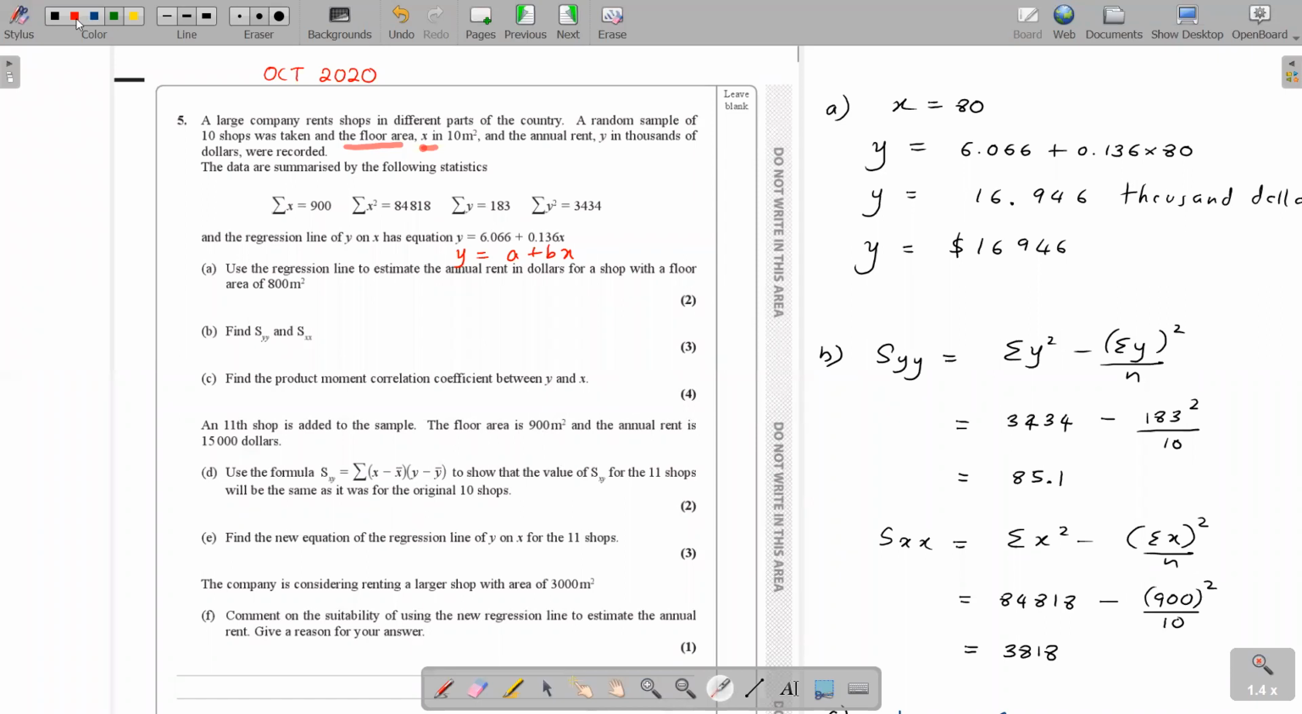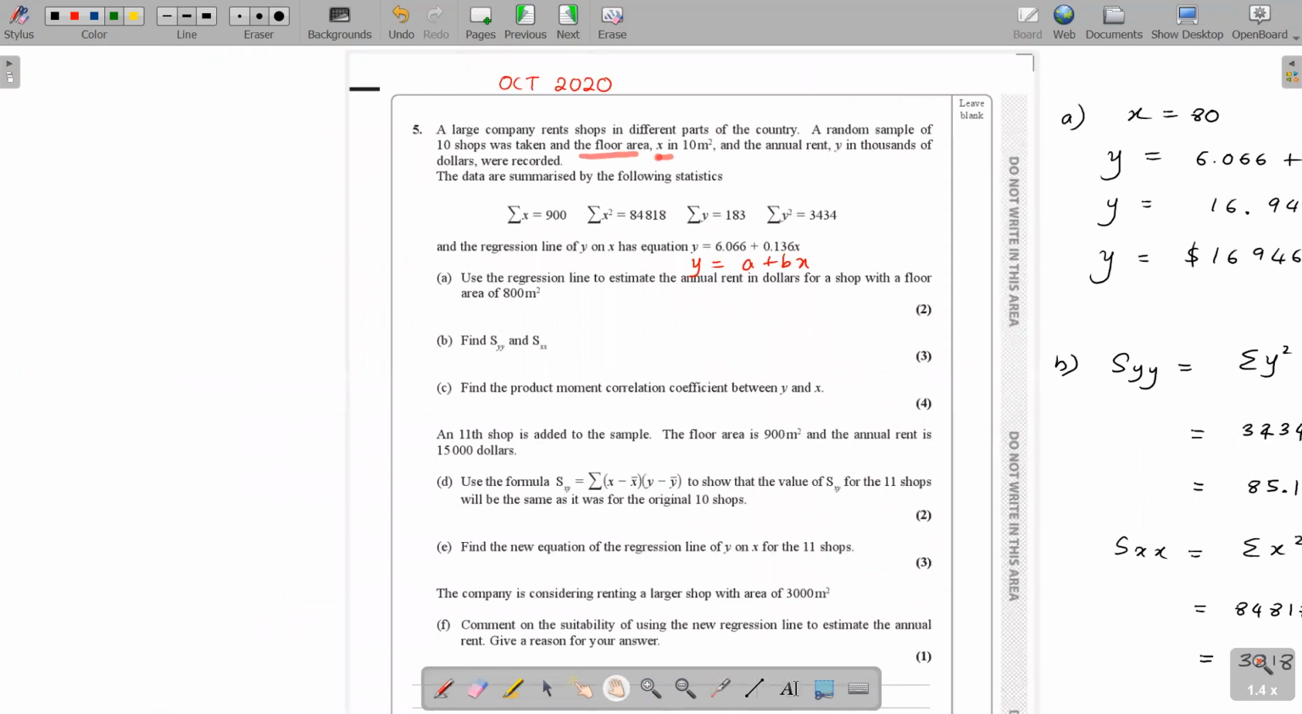Floor area is 900 means what's the 11th input for X? Now, you know, floor area is your X input. So what is the 11th X value? X11 is 900, but you do realize we are measuring X in tens. So the X value that we input is 90. Are you with me? The floor area 900 means your 11th value, X11, is 90.